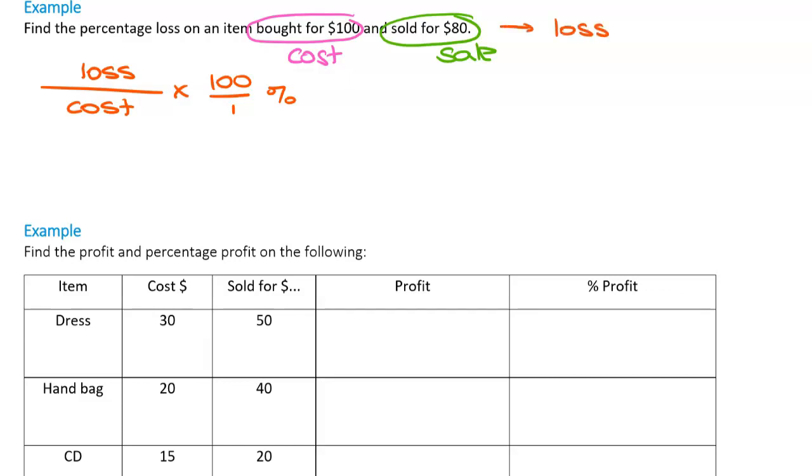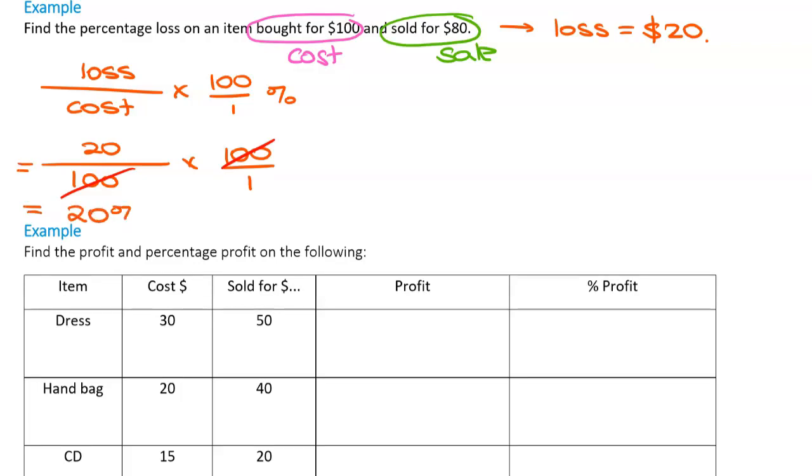The loss, well, if we bought it for 100 and we sold it for 80, we've got a loss of $20 here. That's not ideal. Let's put our loss in of 20. Let's keep the units out of the question. And we bought it for 100, so that was our cost price, times 100 over 1. This one's really nice because we can just cancel off the hundreds, and we're just going to have 20%. Make sure you put your equal signs underneath, 20%.